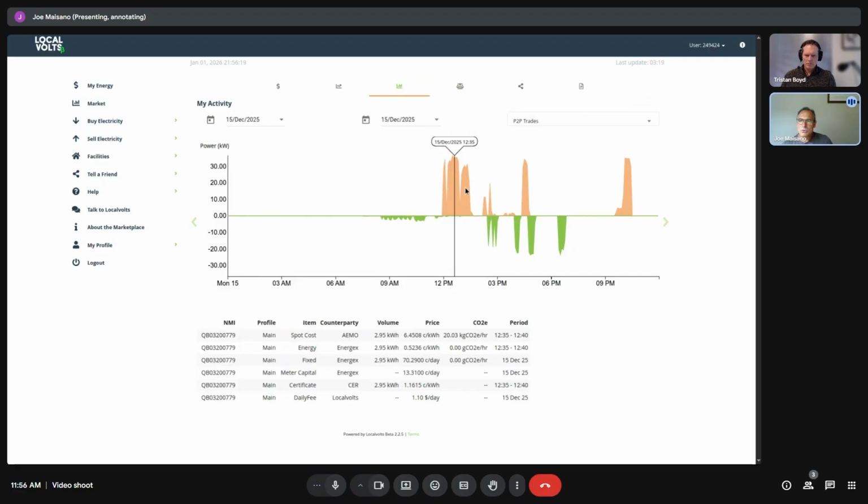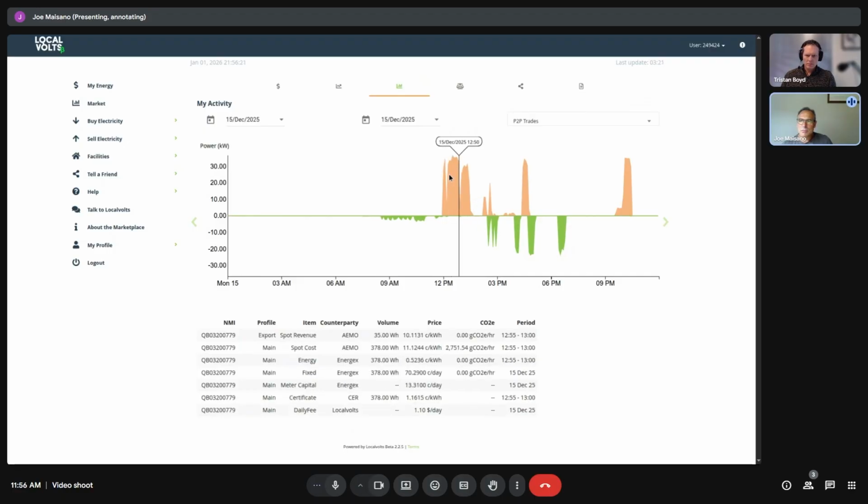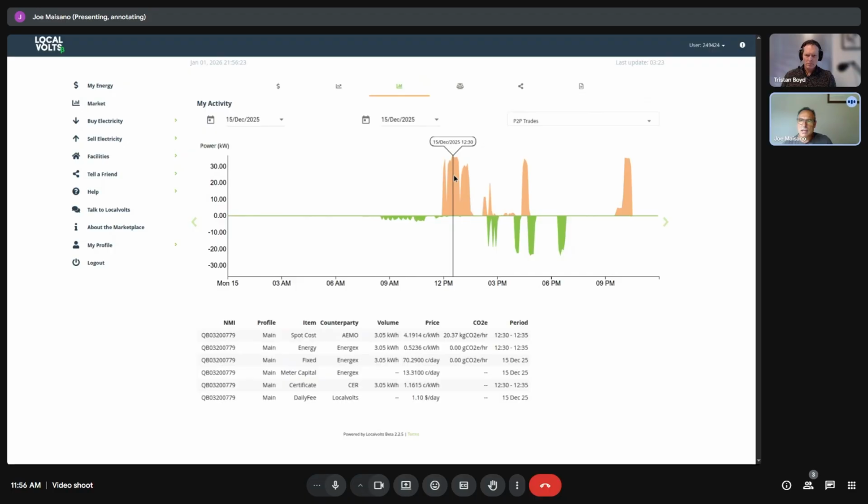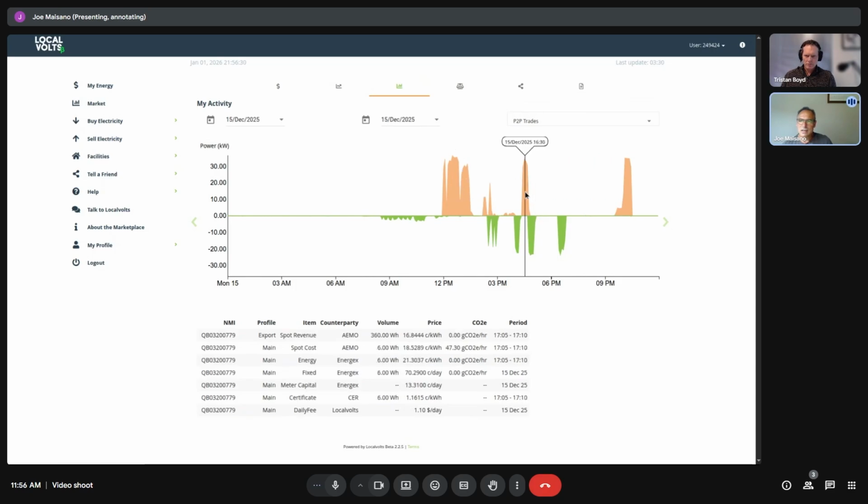So if I move around, it'll move. If I click on any particular interval, I can then move the mouse and it'll lock that into position. And if I click again, I can then unlock it. So for example, if I choose this interval here, I can see that we have a spot cost. This is a wholesale energy cost from AEMO. We're pulling in 2.88 kilowatt hours, and it's a price of 22 cents per kilowatt hour.